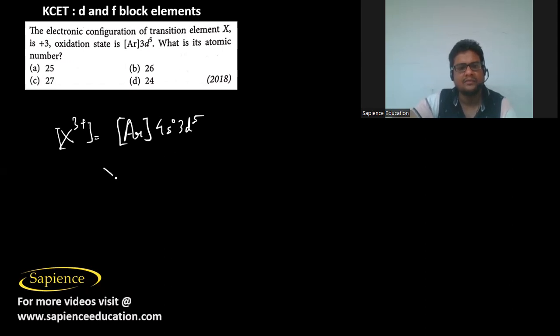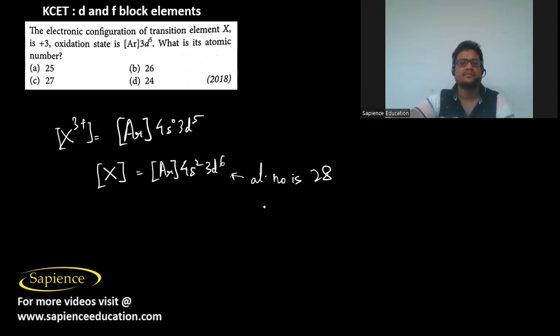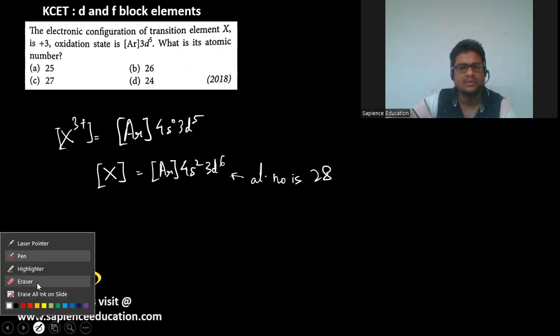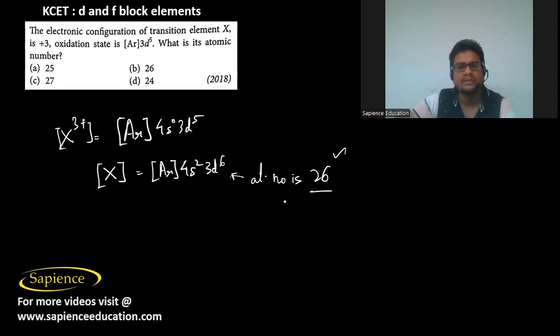So it means that if we write the electronic configuration for X, then it will be argon 4s2 3d6. So it means that its atomic number is 28. No, it will be 26. Sorry, it will be 26. So option B is the correct answer.